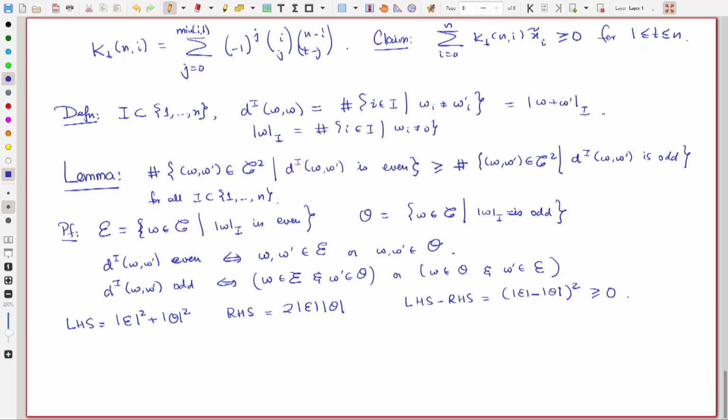So, what is going to happen is we have to prove this thing which involves these signs, and these signs are going to be these even and odd bits, and we are going to show that something is greater than or equal to 0 will correspond to this statement.